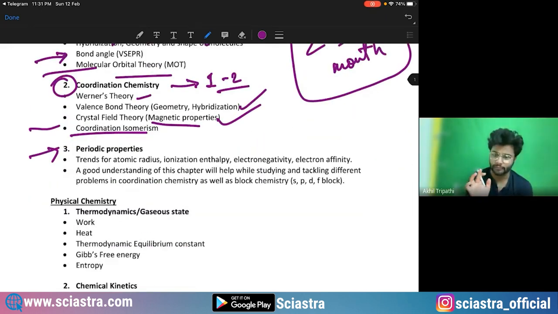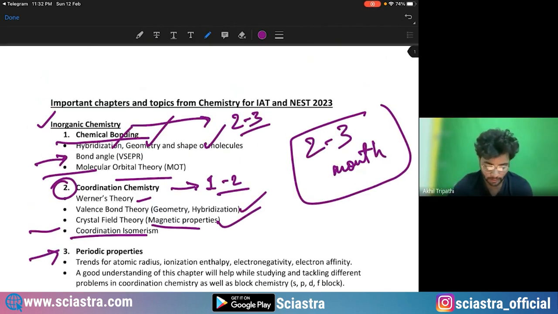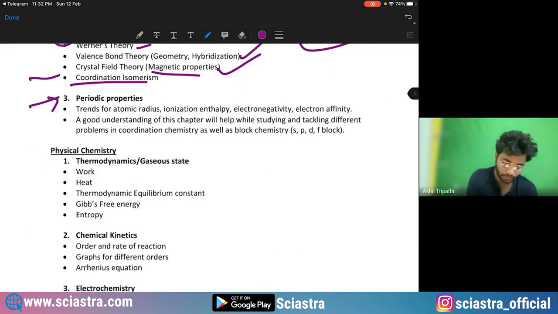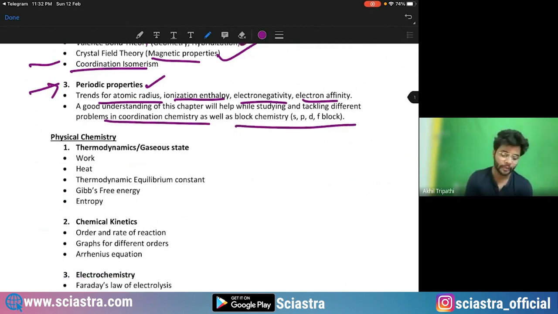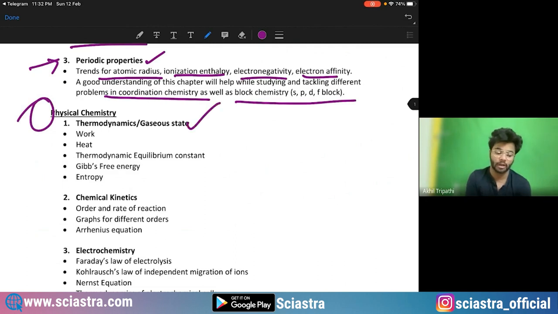Now coming to the periodic properties. As you have seen in my analysis, equal weightage is given to physical, organic and inorganic in both NEST and IAT, right? So here the important trending topics are trends in atomic radii, ionization enthalpy, electron gain enthalpy and electronegativity. Understanding is important, because these different problems will also be asked in coordination chemistry as well as in the chemistry of s, p, d, f blocks, right?